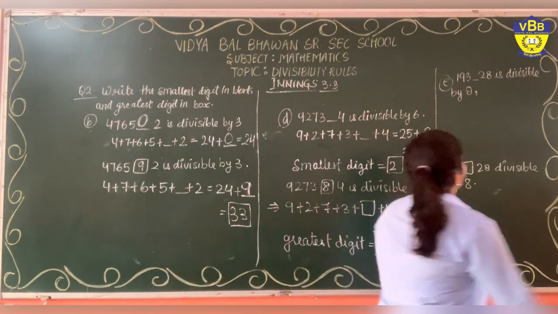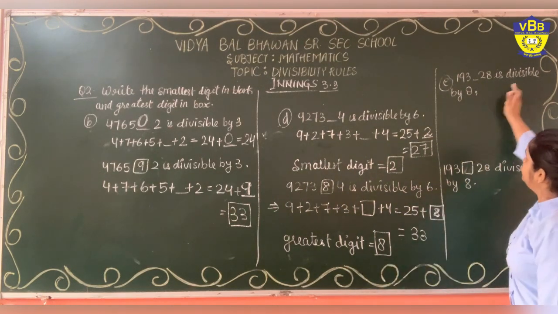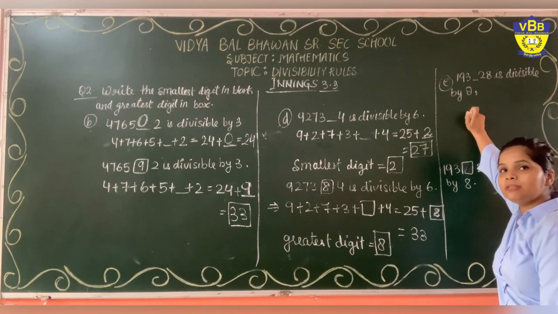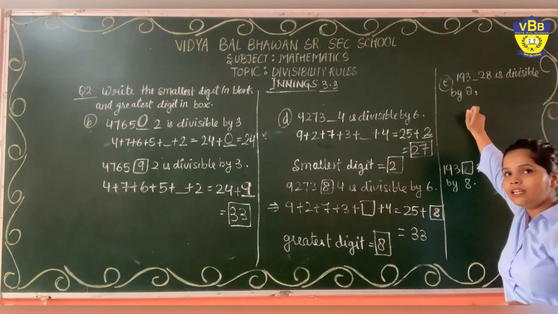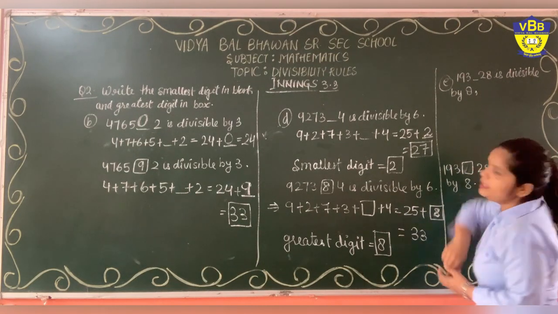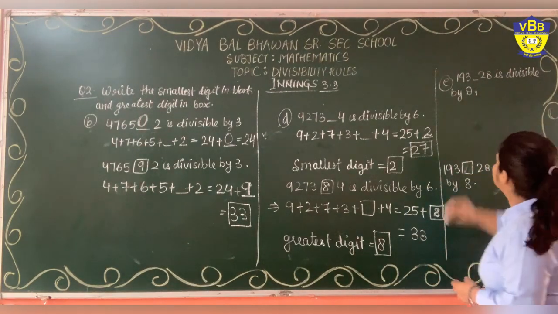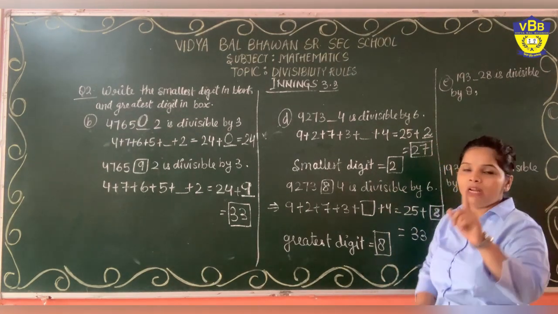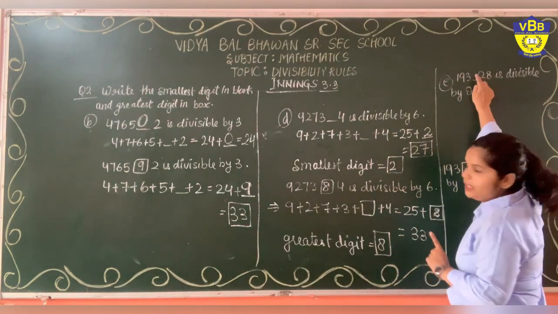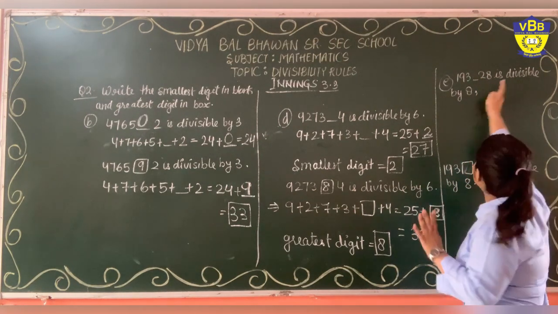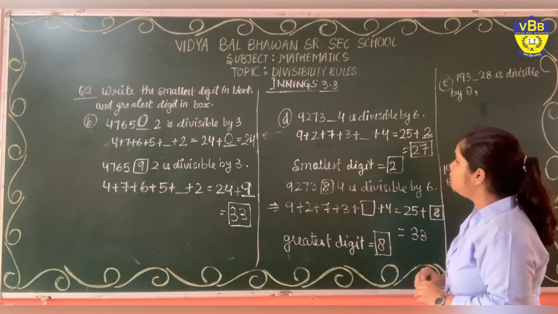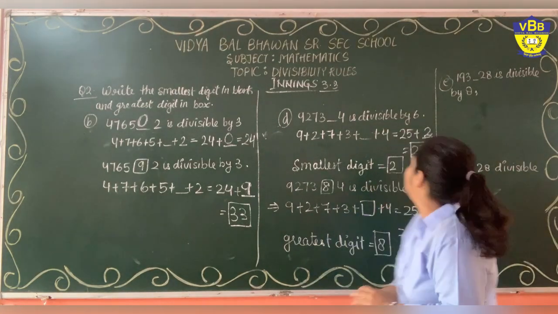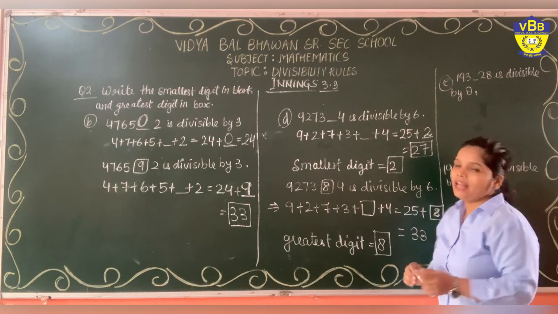Next up, this number should be divisible by 8. How to check if the number is divisible by 8 or not? Check the last 3 digits. The last 3 digits should be divisible by 8. So here the last 2 digits are given. We have to place 1 digit here on the 3rd place so that the number will become divisible by 8. We know that 28 is not divisible by 8. So we will try one by one.